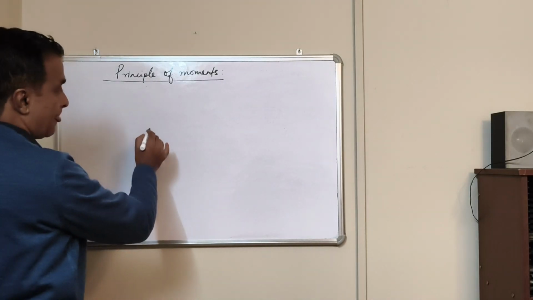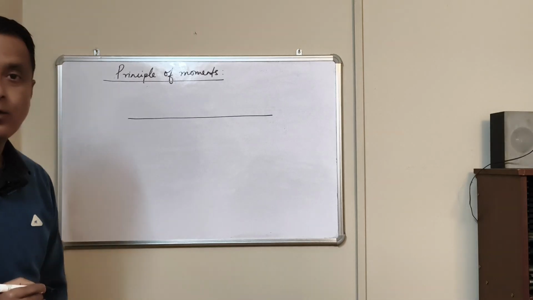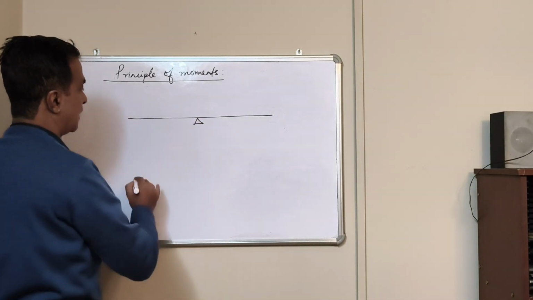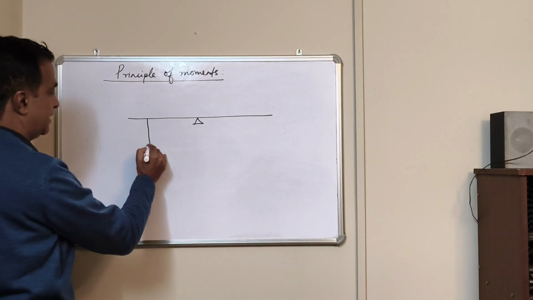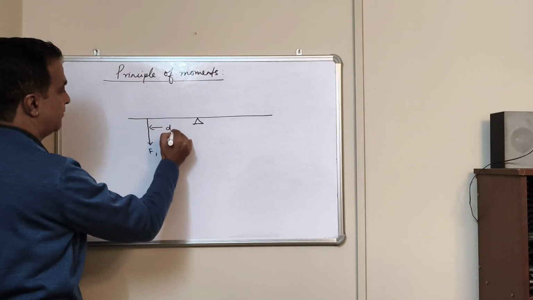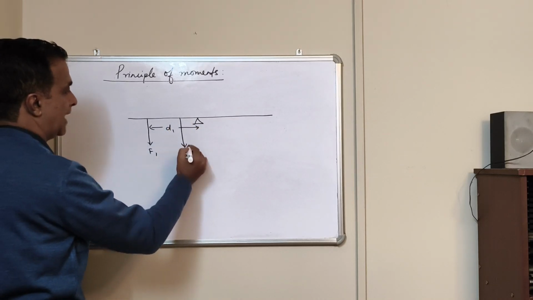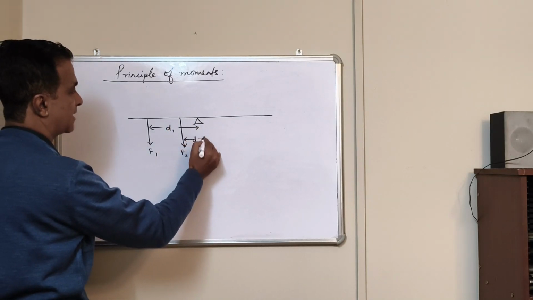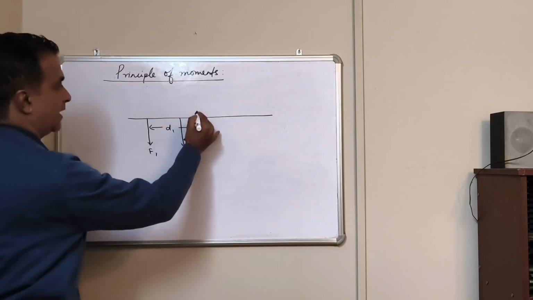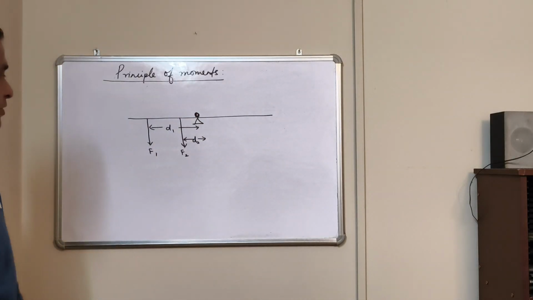Principle of movement tells us that in equilibrium, the sum of the anti-clockwise movement should be equal to the sum of the clockwise movement. So supposing we have a situation where, say, there are two forces here. Say there is force F1 acting at a distance d1 from the axis of rotation. Here there is another force F2 acting at a distance d2 from the axis of rotation. This is the fulcrum or the axis of rotation. Okay, you may get confused with the letter F, so I'll put an O here. This is the axis of rotation.